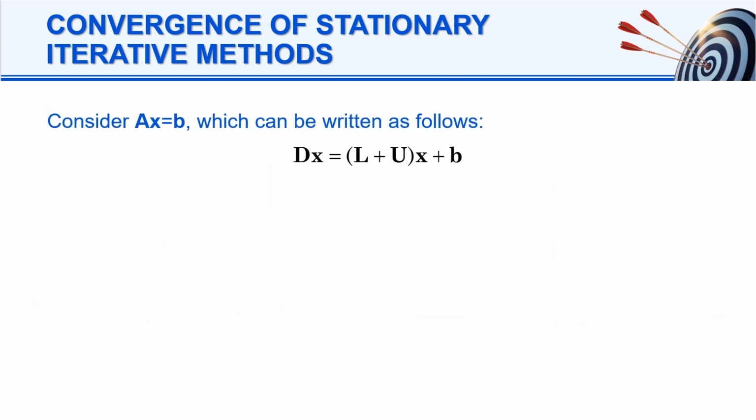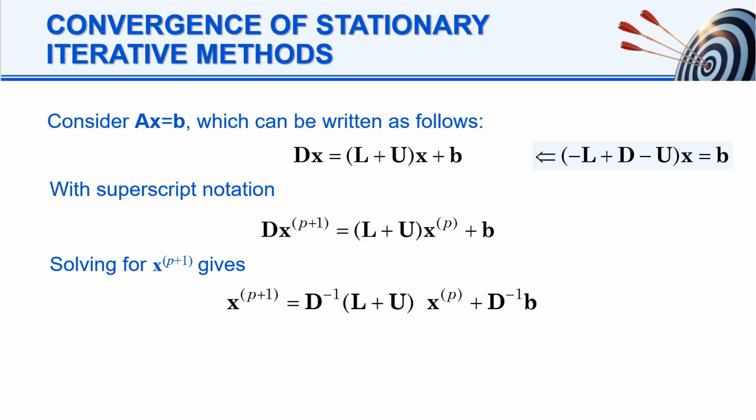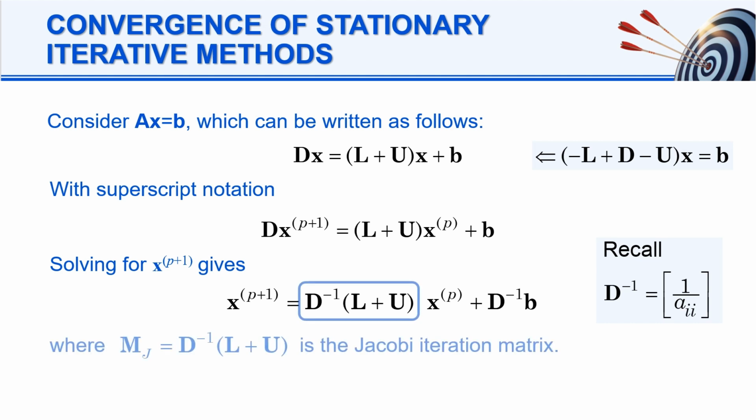We start with the Jacobi method. The diagonal elements are isolated in matrix form as follows. Now we introduce superscript notation. We keep the prior estimates on the right-hand side and the current estimate on the left-hand side. Solving for the current estimate gives the following expression. Also recall that inverting a diagonal matrix is simply inverting the diagonal elements. Here matrix M sub J is referred to as the Jacobi iteration matrix.